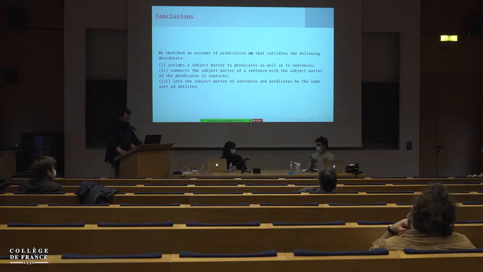This idea that the mereological structure of complex sentences is to be linked to the mereology of topic is the reason why people usually define the subject matter of logically complex sentences like they do, so it's a bit frustrating that this analogy doesn't go through at the predicate.